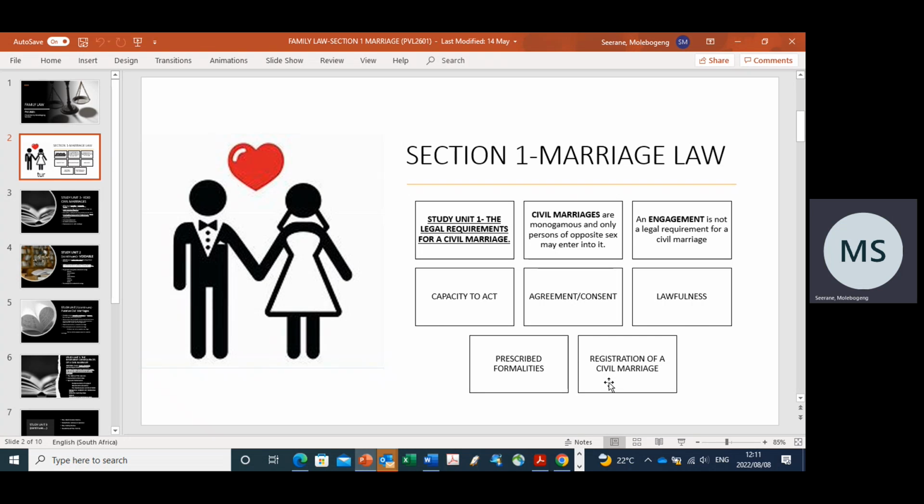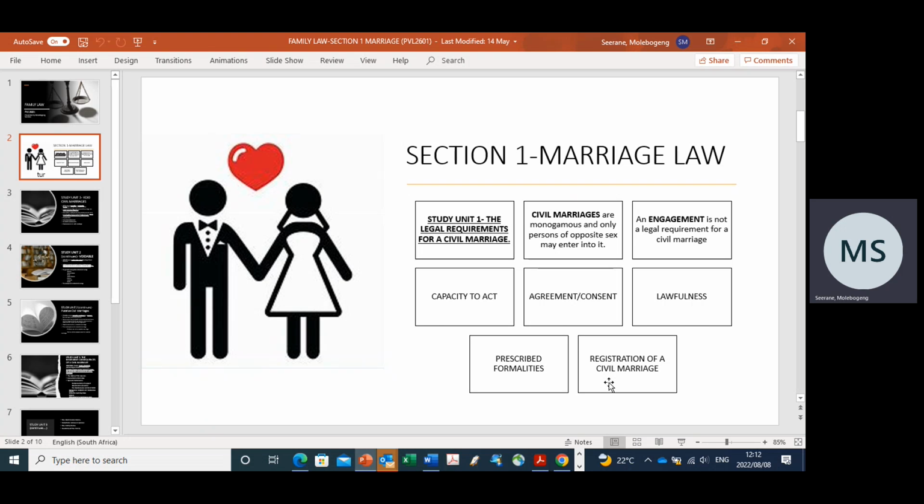A signed marriage certificate serves as prima facie proof, as I have stated earlier, of the existence of a civil marriage. So you having your marriage certificate, or you advising your client to have a marriage certificate, serves as proof, or you as proof if you are a party to a marriage, that indeed you are a party to an existing civil marriage.